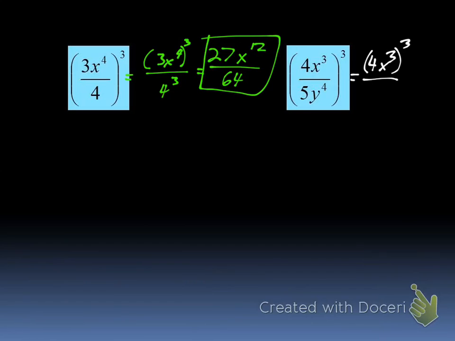On the bottom you have 2 terms as well. Okay, so 5y to the 4th to the 3rd. We just figured out that 4 cubed is 64. X to the 3rd is going to give us x to the 9th. What's 5 to the 3rd? 125. And then y to the 4th to the 3rd is going to give us y to the 12th. Good.